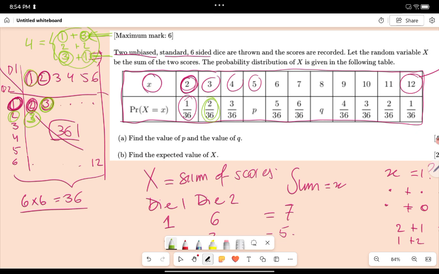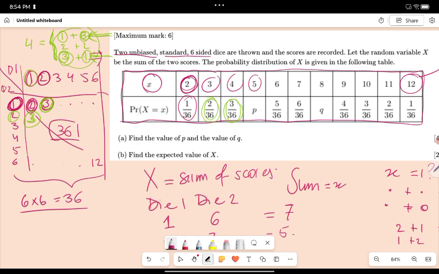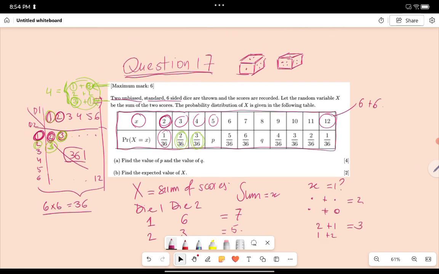So because it's different, we've got 3 possibilities to get 4, and therefore we get 3 out of 36. So this is how it works, guys. This is our probability distribution of x. And now we are asked, first one, find the value of p and the value of q.